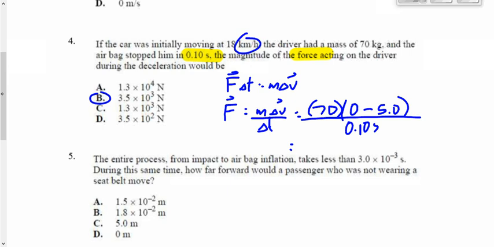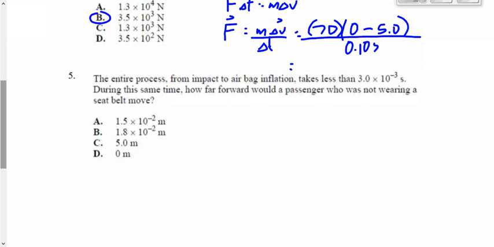And number 5, the entire process from impact to airbag inflation takes less than 3 times 10 to the negative 3 seconds. During this same time, how far forward would the passenger move? So the passenger is not wearing a seatbelt. You guys know why you wear a seatbelt, right? It's directly a Newton's first law thing. You are in motion at 110 kilometers per hour on the highway. If you come to a crashing stop, we hope you don't, but if you do, and you're not wearing a seatbelt, you will continue moving at 110 kilometers per hour until some unbalanced force stops you, which would be the windshield or the road.